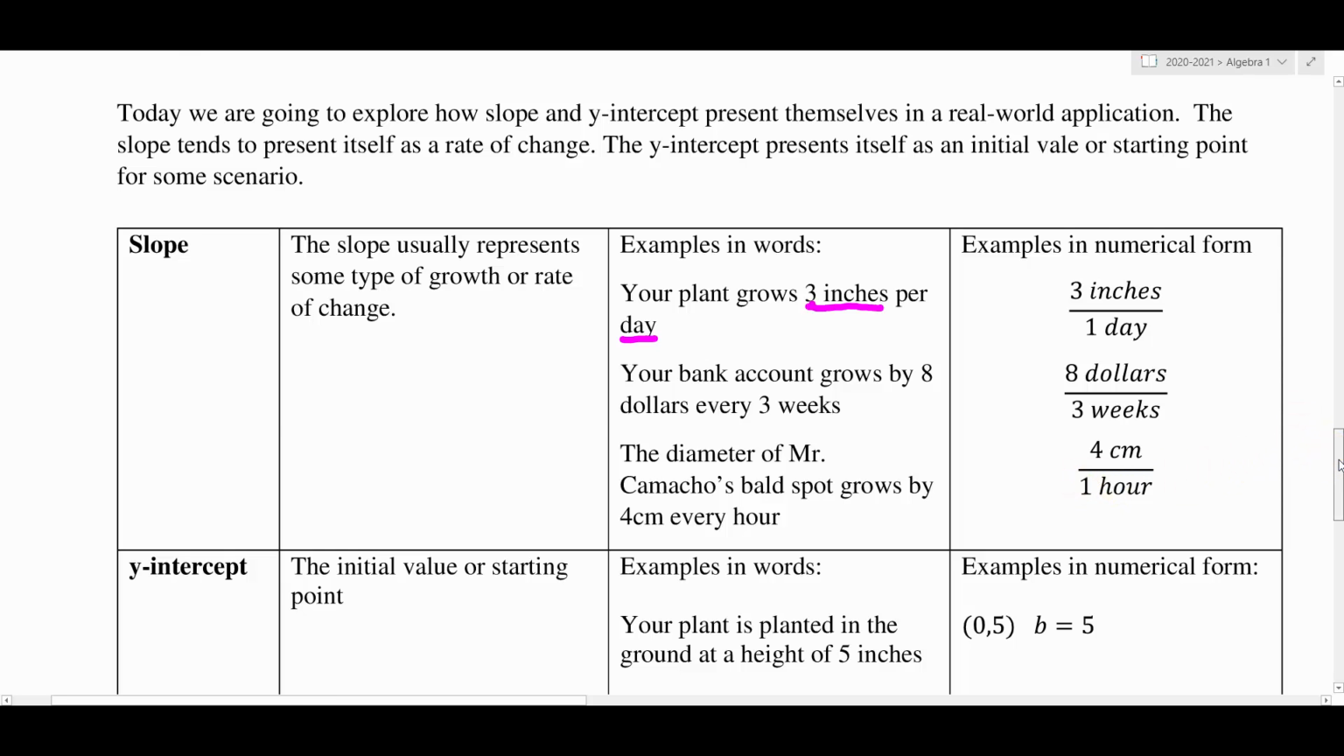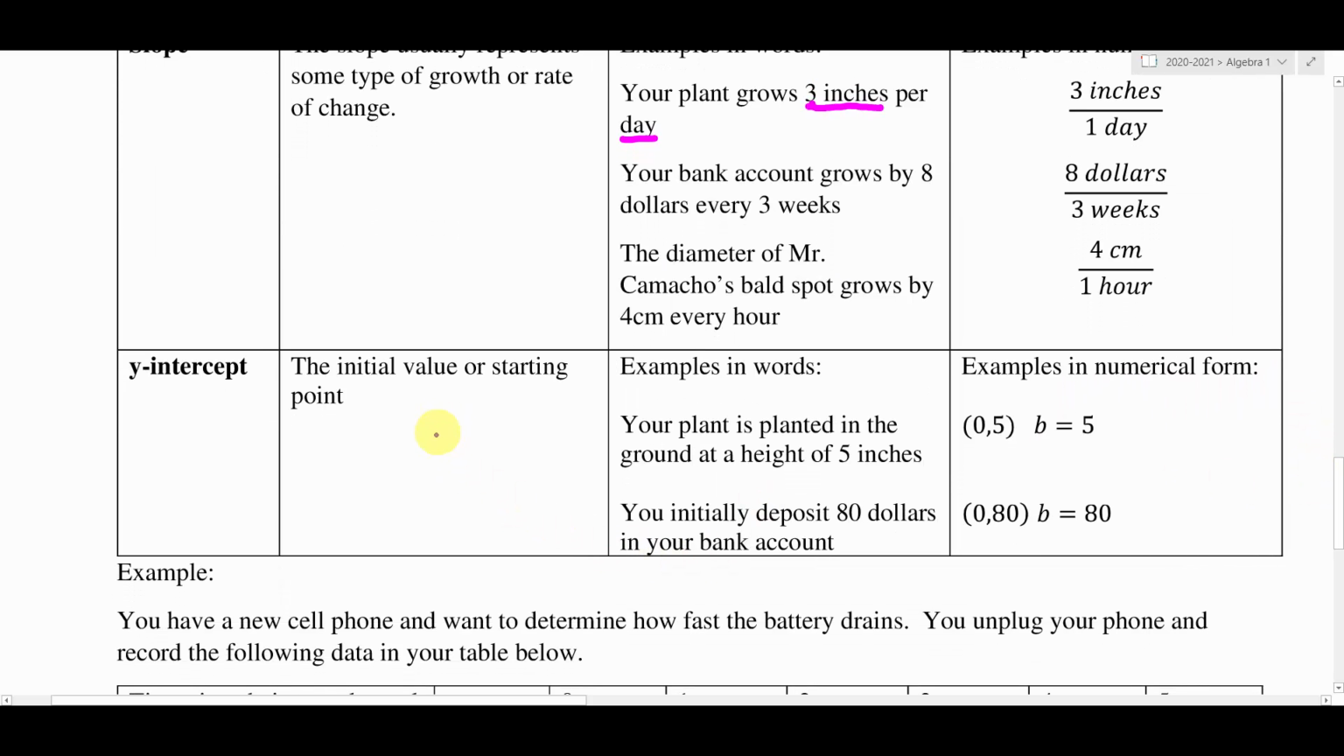Okay, now the y-intercept usually presents itself as an initial value or a starting point, like a launching point for your problem, right? So if we're talking about the plant, right, you have to put the plant in the ground. Well, how tall was it when it went into the ground, right, before we started measuring its growth? So your plant is planted in the ground at a height of 5 inches. We would need this piece of information in our word problem, and when they give you that, they're telling you what that y-intercept is, right? So we would know this is starting off on day 0. It's 5 inches, right? Day 0, 5 inches, which means the b value for our equation is 5.